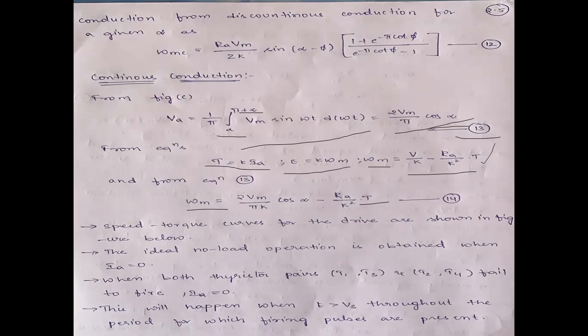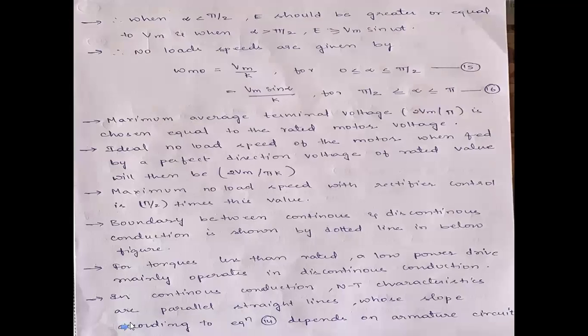Next, in continuous conduction mode, when alpha is less than pi by 2, E should be greater than or equal to Vm. And when alpha is greater than pi by 2, E will be greater than or equal to this value, Vm sin omega t.